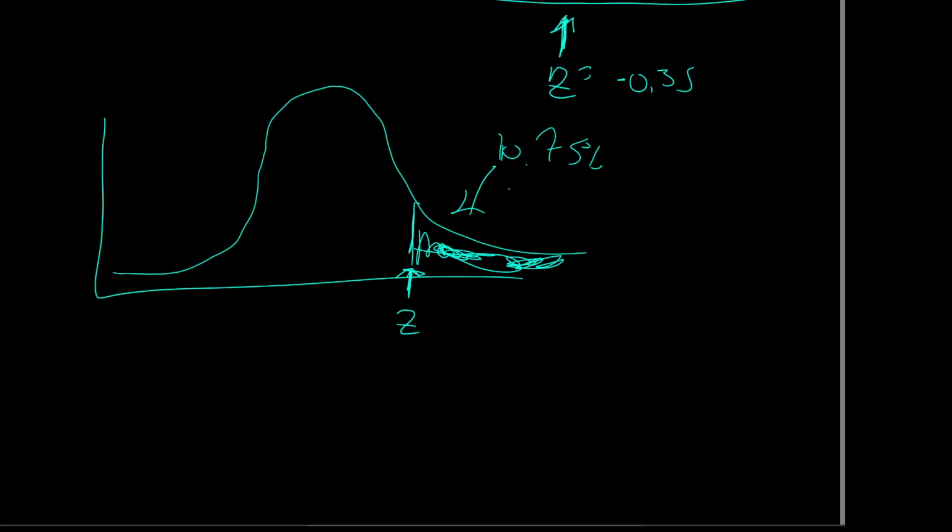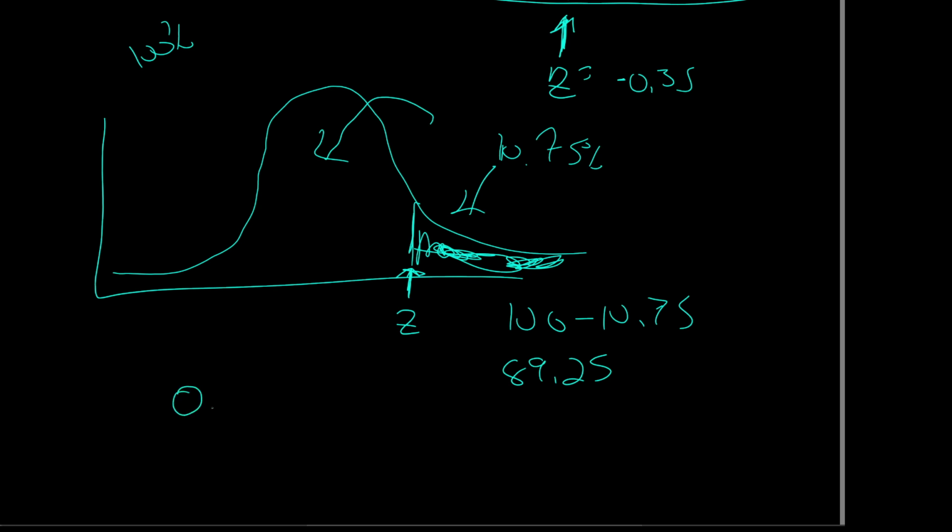What we actually do is convert the percentage to the complement. We want to figure out how much stuff is over here. We know everything's 100%, so 100 minus 10.75 is 89.25. Or in fractional form, that's 0.8925. That's the probability of the complement, or the probability of the stuff over here. And so we want to convert this to a z-score.